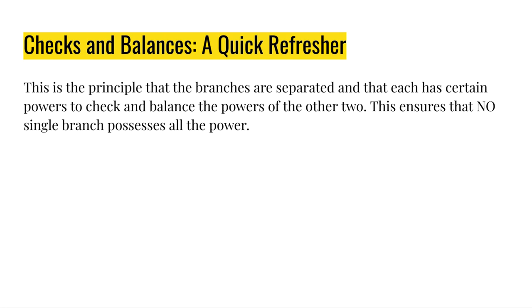A quick refresher on what is checks and balances. This is the principle that the branches are separated and that each has certain powers to check and balance the powers of the other two. This ensures that no single branch possesses all the power. Okay, and when we say check and balance, we mean one branch limiting the power of another, right? Having a mechanism by which they can limit another branch's power.